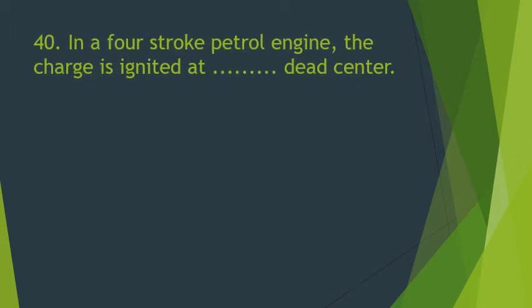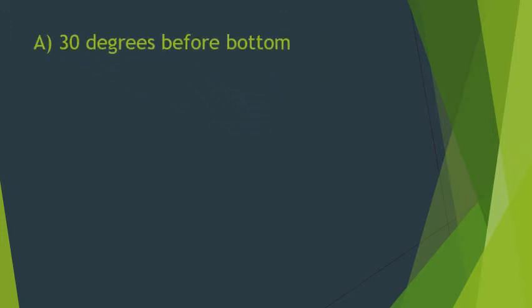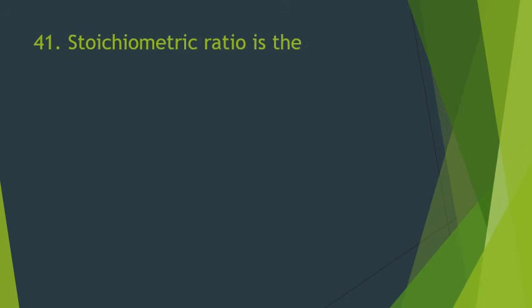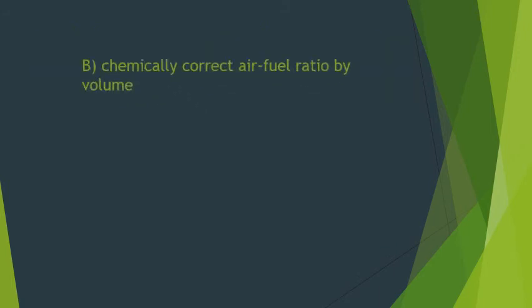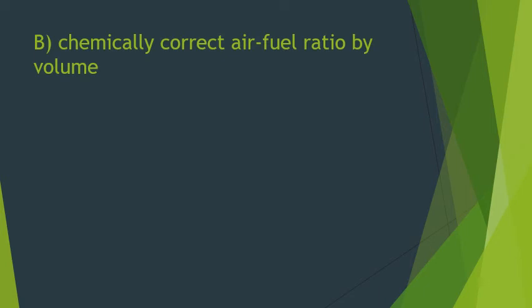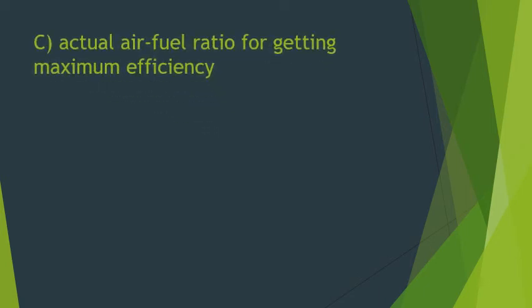In a 4-stroke petrol engine, the charge is ignited at dead center. A. 30 degrees before bottom. B. 30 degrees after bottom. C. 30 degrees before top. D. 30 degrees after top. Stoichiometric ratio is the A. Chemically correct air-fuel ratio by weight. B. Chemically correct air-fuel ratio by volume. C. Actual air-fuel ratio for getting maximum efficiency. D. None of the above.